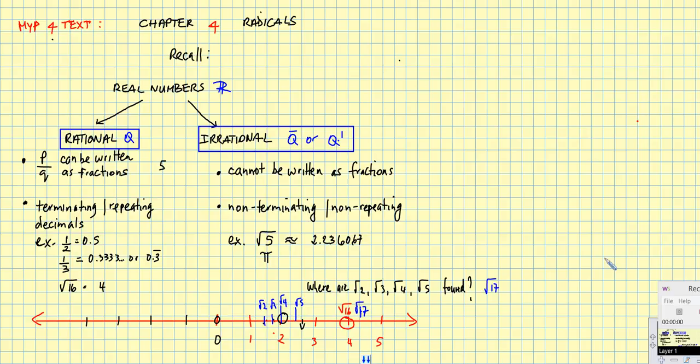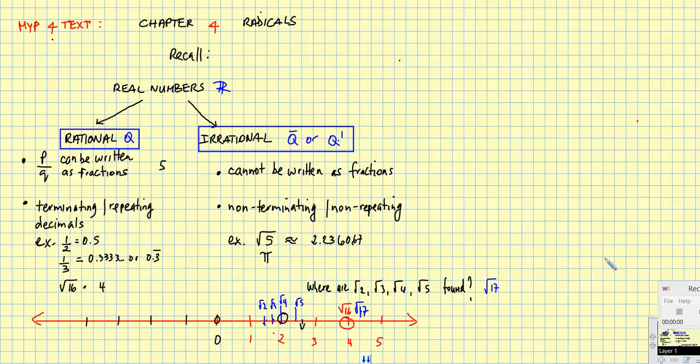So the real numbers are divided up into either rational or irrational numbers. As you can see, the rational numbers are symbolized with a Q, which stands for quotient, which means that they can be written as fractions, or it's a form of division. And they are usually terminating or repeating decimals. So for example, 1/2 equals 0.5, 1/3 is like saying 0.3 repeating, and the square root of 16 is a perfect square, and its answer is 4. So those would be considered rational numbers.